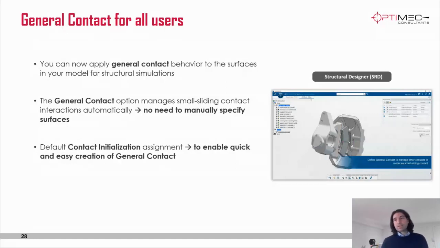That's not saying that you can't have access to the expert level. If you want to do more complex things, or if you want to define contact only between two specific parts in your model, you can still do that inside the general contact. So this is a great new feature that was added in all simulation structural roles.